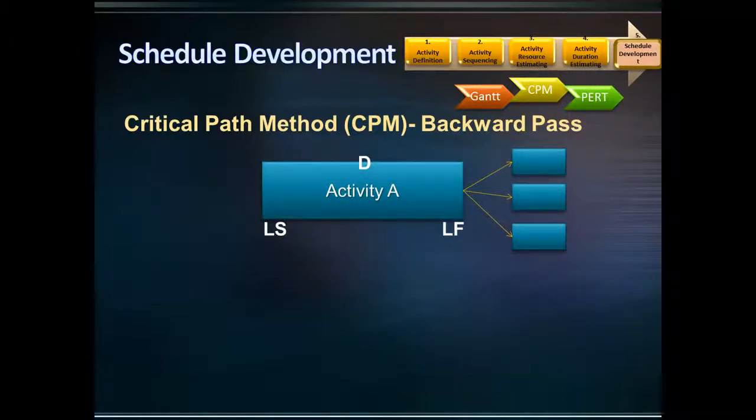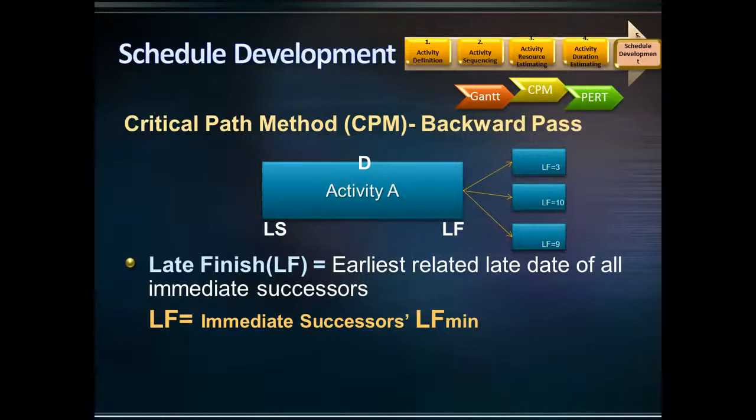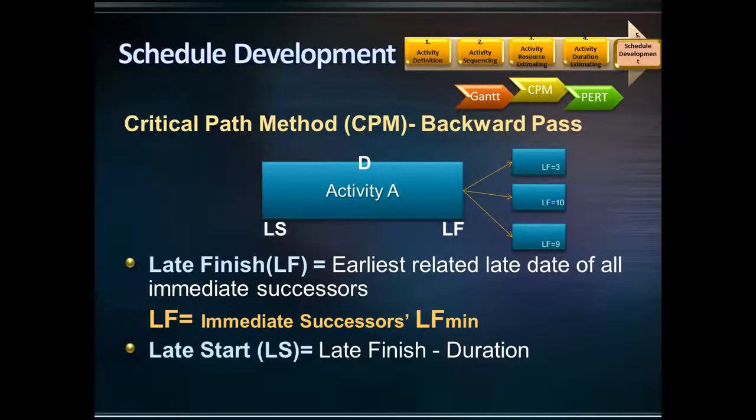As you've examined the backward pass in the previous example, you've seen that the late finish of an activity is the earliest related late date of all its immediate successors. In other words, the late finish of an activity is the minimum late finish of its successors. For example, if the late finishes of activity A's successors are 3, 10, and 9 days, the late finish of activity A will be 3 days, taking the minimum late finish of its successors. The late start of an activity is its late finish minus the duration. This is how the late start and late finish dates are calculated in the backward pass.